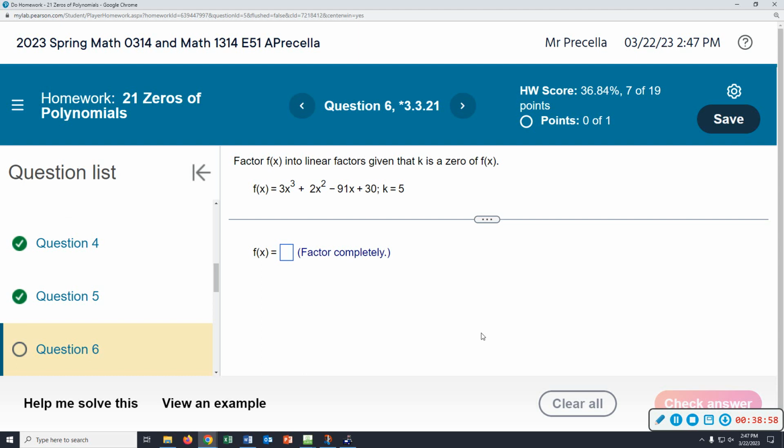Is it 3x cubed plus 2x squared minus 91x plus 30? And we want x equals 5.